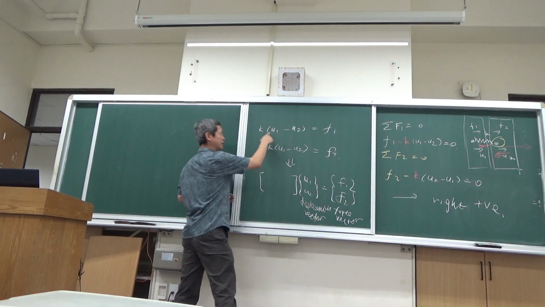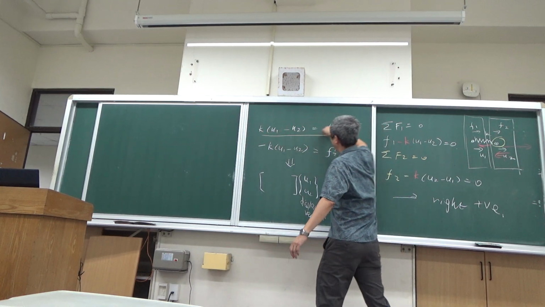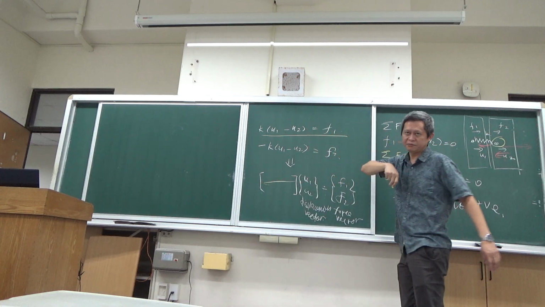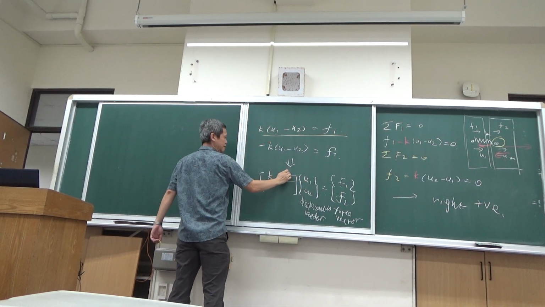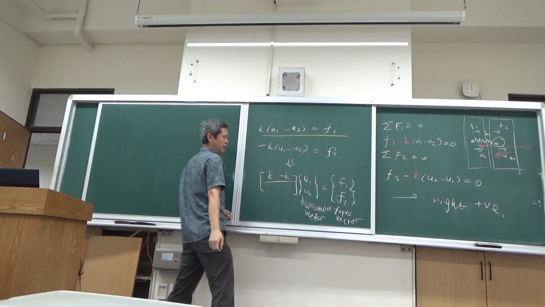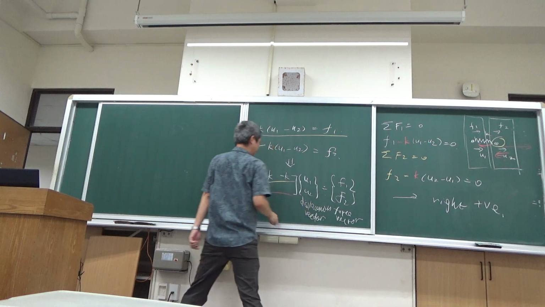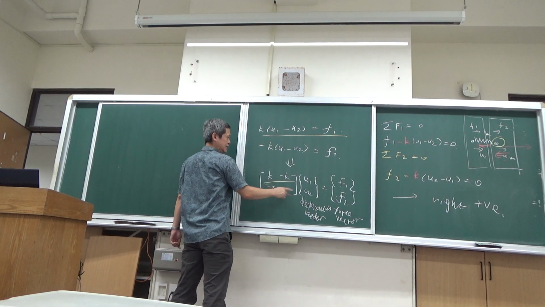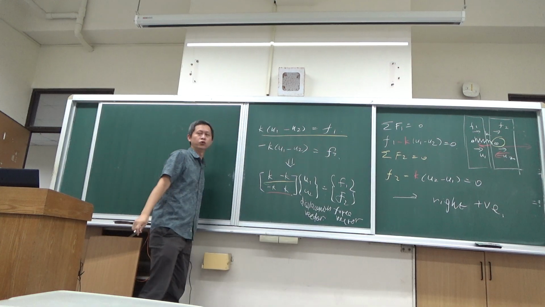And what is this matrix? The first equation you write in the first row of the matrix: K U1 minus K U2. Then next, you have the second row of the equation: minus K U1 plus K U2.